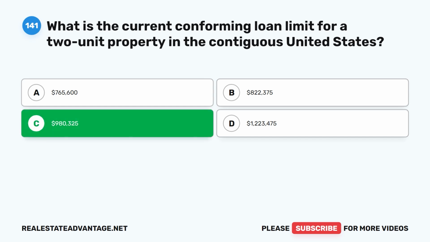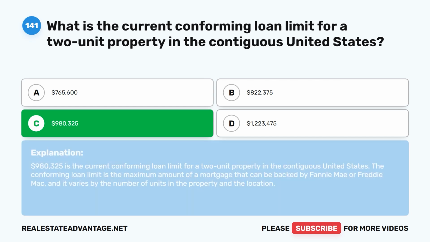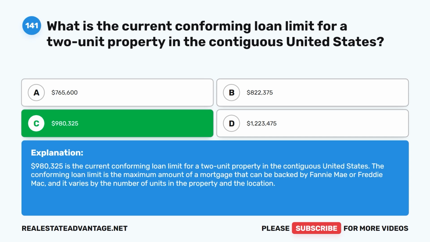$1,223,475. The correct answer is C. $980,325. $980,325 is the current conforming loan limit for a 2-unit property in the contiguous United States. The conforming loan limit is the maximum amount of a mortgage that can be backed by Fannie Mae or Freddie Mac, and it varies by the number of units in the property and the location.